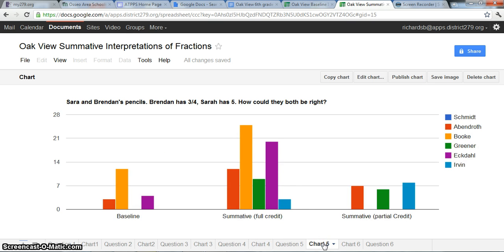Number 5, Sarah and Brendan's pencils. Brendan had 3/4, Sarah had 5. How could they both be right? On the baseline, you'll note this was a really tough question, and a lot of color showed up here. In the summative, you could either give full credit or partial credit depending on how they answered that question.